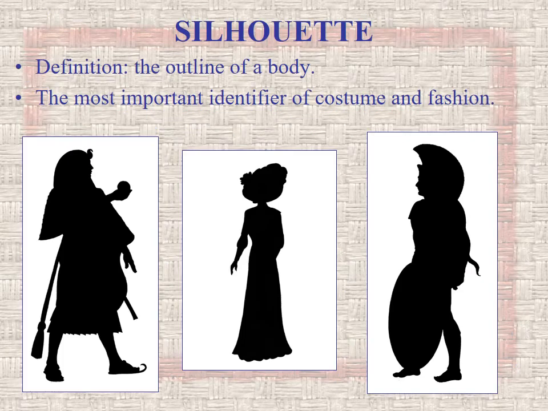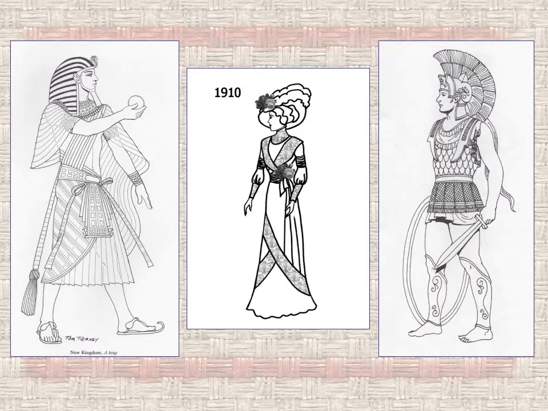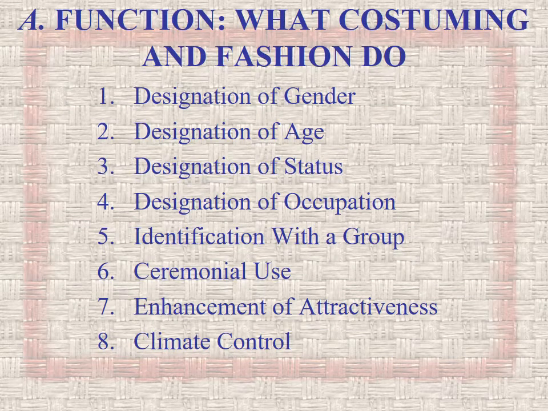This is the way. The most important identifier of costume is the silhouette. You can see we have three here. Let's see, try this marker thing. This guy here, here, and here. What are they? Well, as we can see in the next slide, we have a Pharaoh from ancient Egypt, a woman from the Edwardian period, and a gladiator from the Greco-Roman period. Let's go back a little bit. So you can see they have distinctive silhouettes.